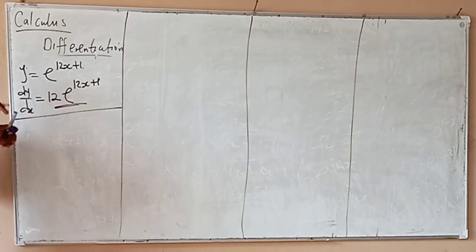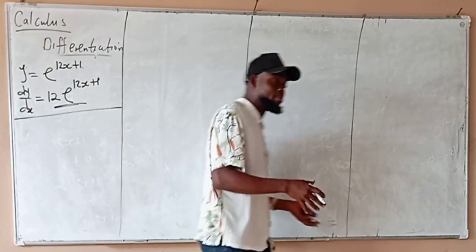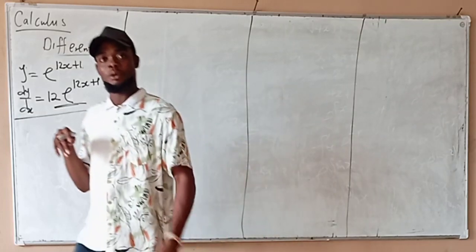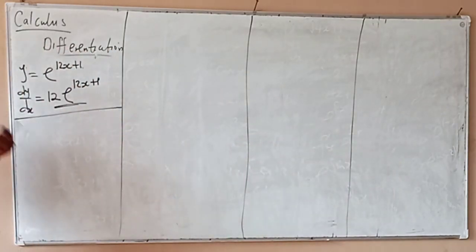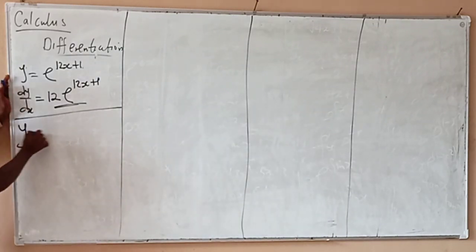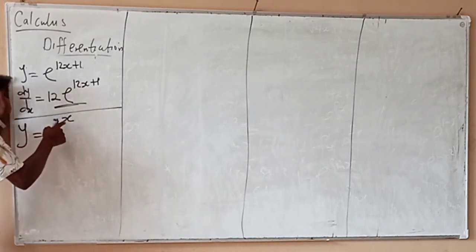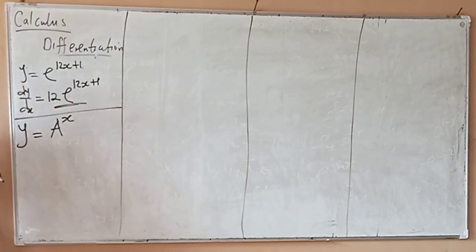Now, any function that has a power as a variable is an exponent, because as you are changing the value of the variable, it will be affecting the power. So it will become an exponential function. So if y is equal to a raised power x, as long as the power is x, it's an exponential function.